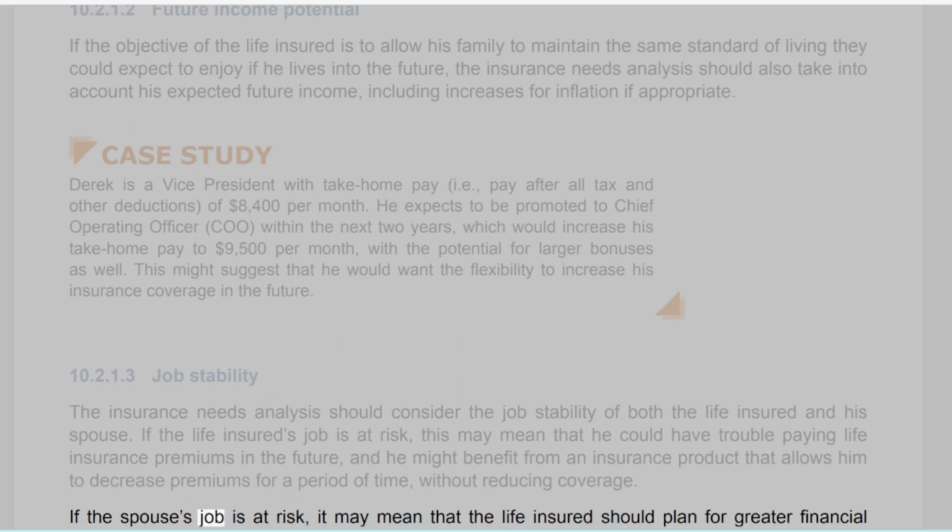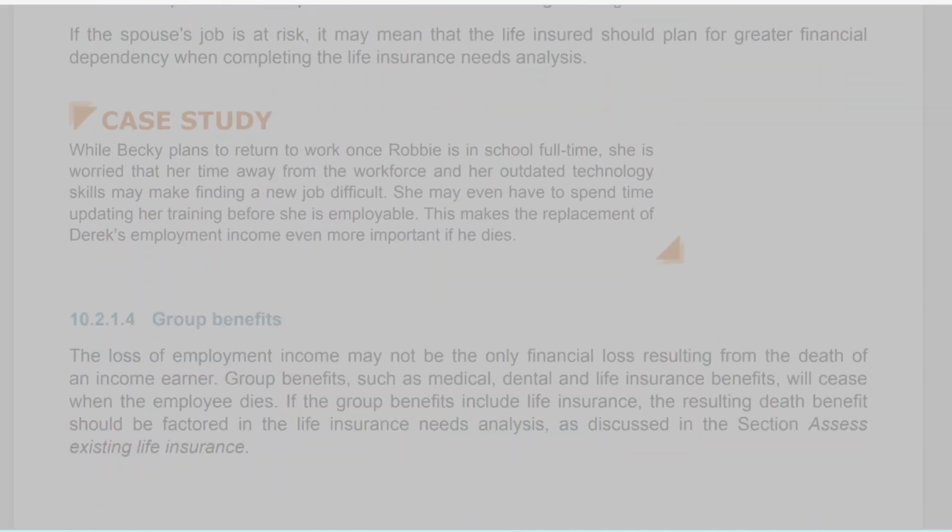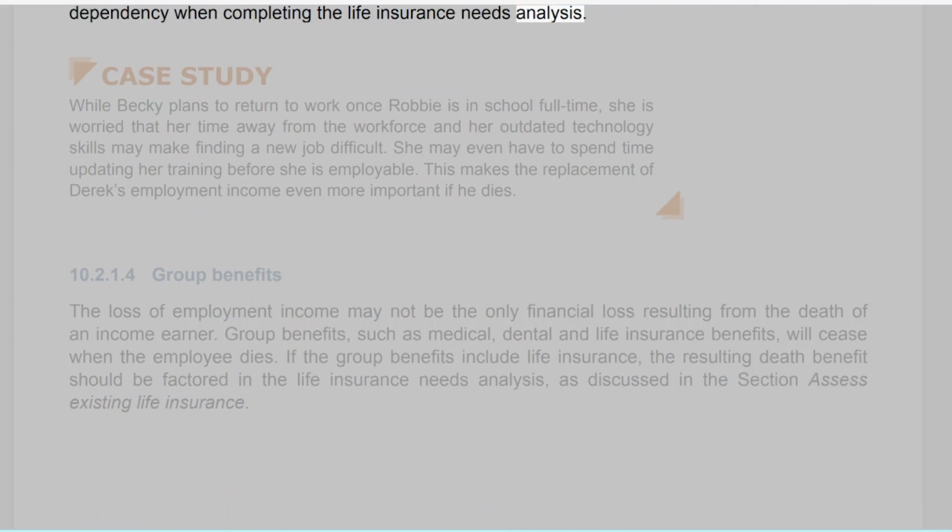If the spouse's job is at risk, it may mean that the life insured should plan for greater financial dependency when completing the life insurance needs analysis. Case study: while Becky plans to return to work once Robbie is in school full-time, she is worried that her time away from the workforce and her outdated technology skills may make finding a new job difficult. She may even have to spend time updating her training before she is employable. This makes the replacement of Derek's employment income even more important if he dies.